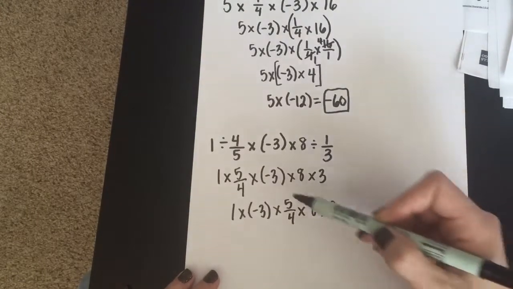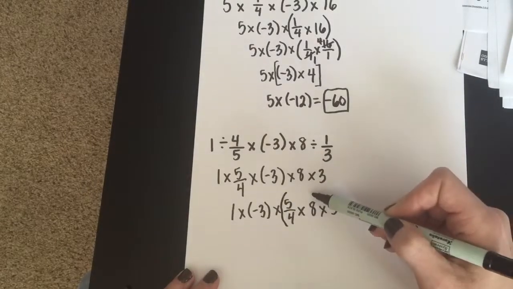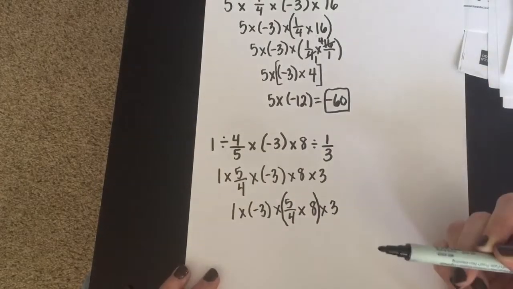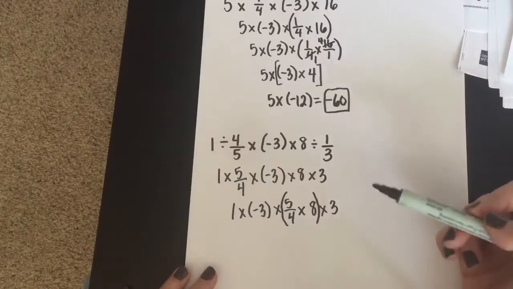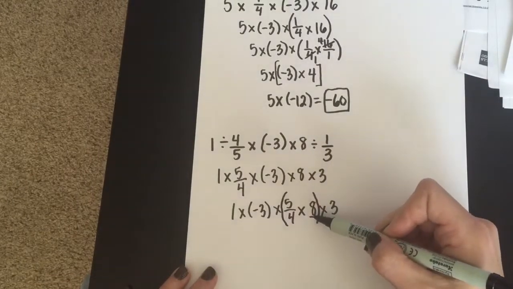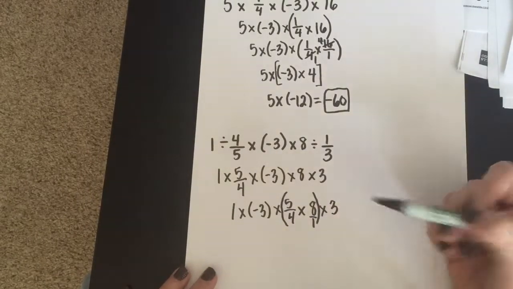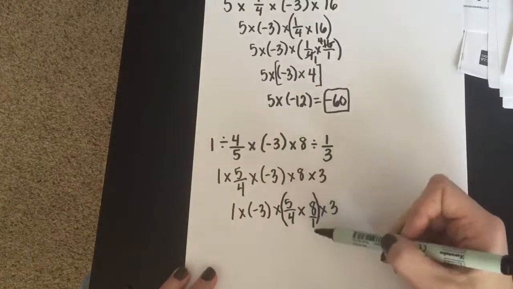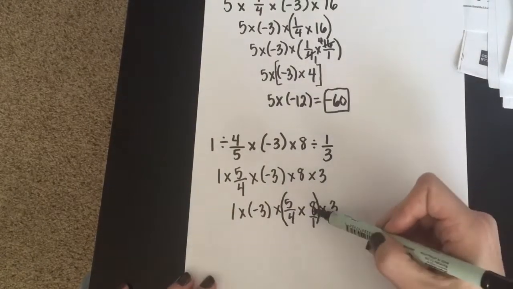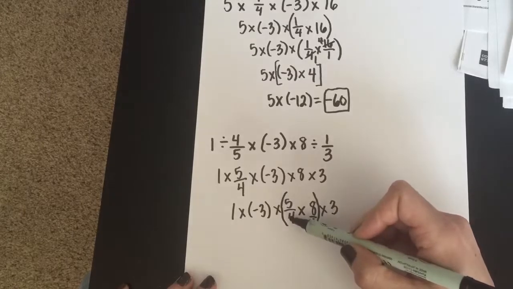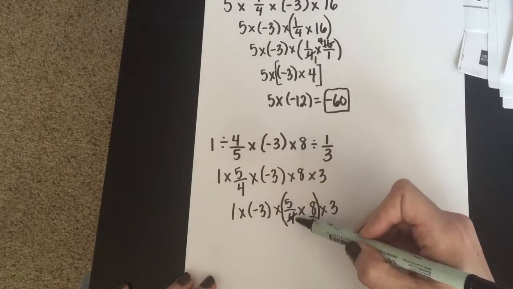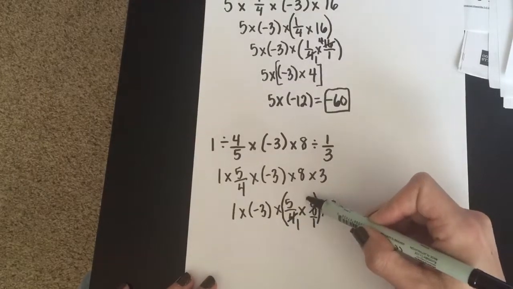Okay, and because that's that fraction, I want to see if I can get rid of it. I'm going to do that part first. So I'm going to use my associative property. This is 8/1. Cross-reducing, 5 and 1 doesn't need to be reduced, but 4 and 8 can both be divided by 4. 4 divided by 4 is 1. 8 divided by 4 is 2.